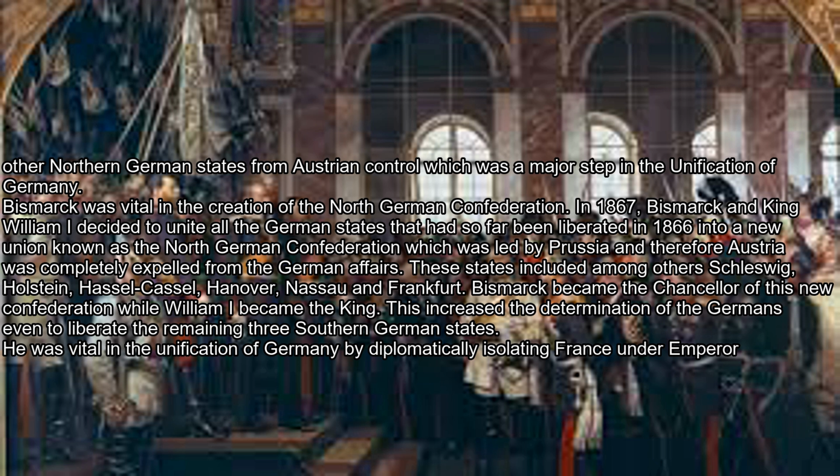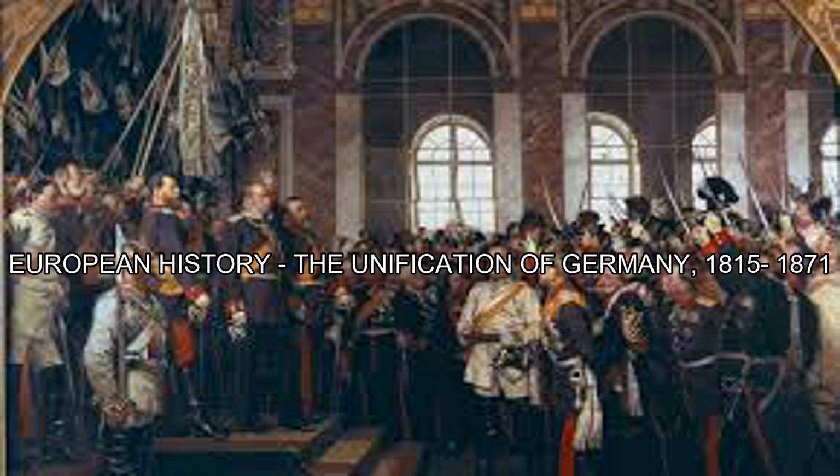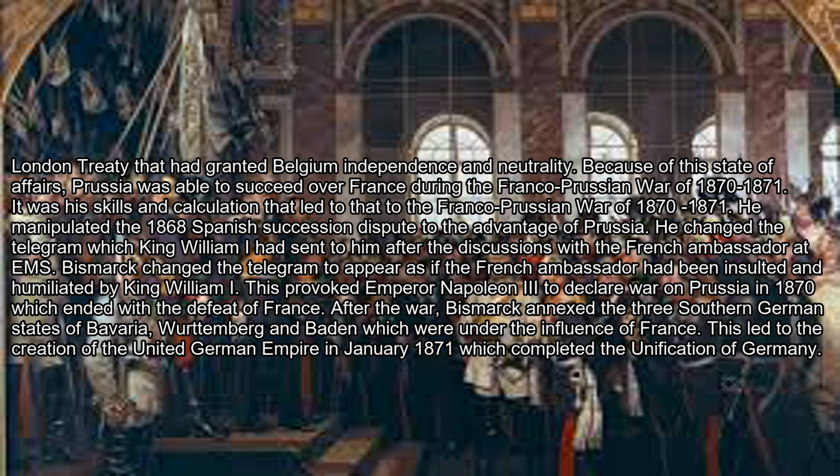He was vital in the unification of Germany by diplomatically isolating France under Emperor Napoleon III, including over the London Treaty that had granted Belgium independence and neutrality. Because of this state of affairs, Prussia was able to succeed over France during the Franco-Prussian War of 1870-1871. It was his skills and calculation that led to the Franco-Prussian War of 1870-1871.